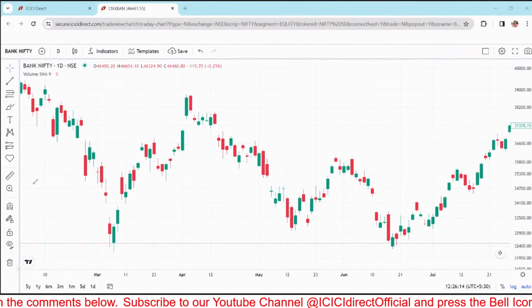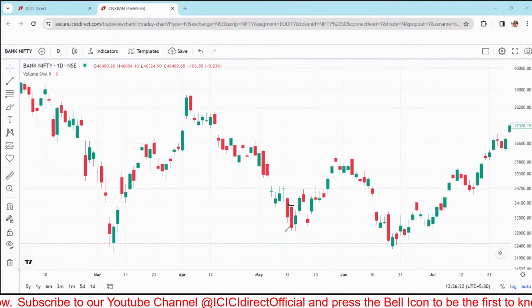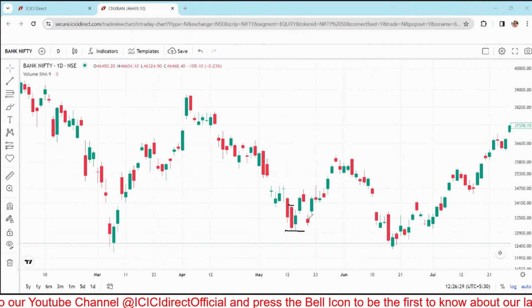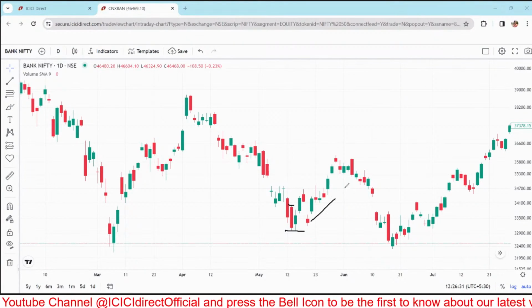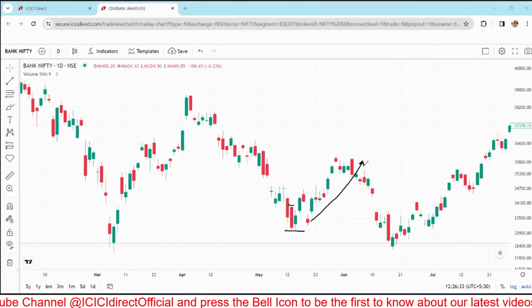Next thing is what? Confirmation. When does confirmation come? When we have a close above the high of this candle. That is also done. Confirmed. Stop loss is here. This low would be the stop loss. And see, after that it came down a little, but the stop loss was not taken and the trend resumed. We saw a good uptrend.